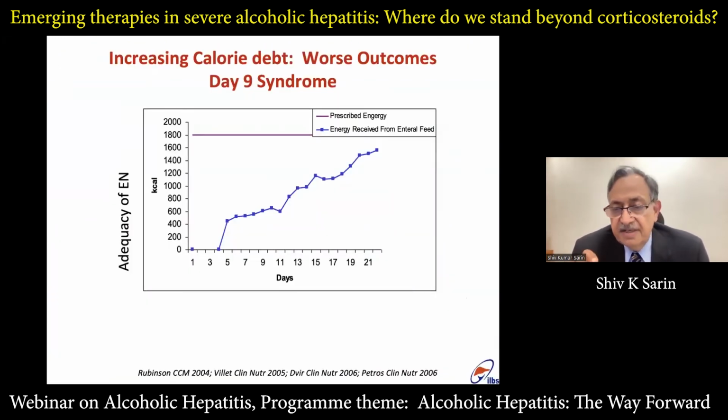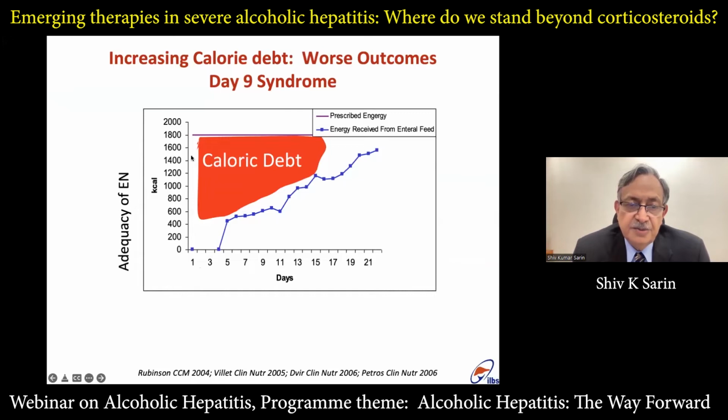I want to give 2 minutes for the energy and the nutrition. Now, the prescribed energy is 1800 to 3000 for a patient with severe alcoholic hepatitis. He had been drinking till recently. His energy intake is very low, and therefore, there is very little that you do in the first 9 days, calorie debt.